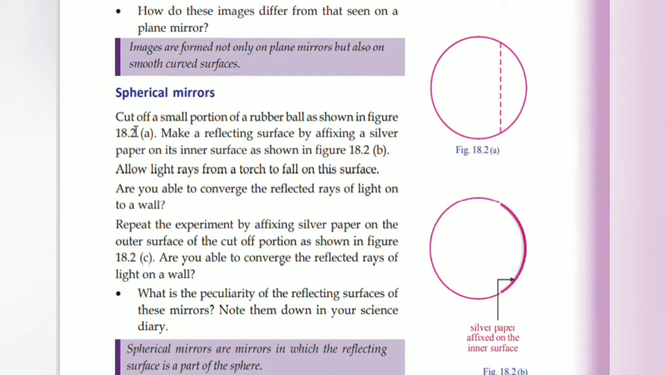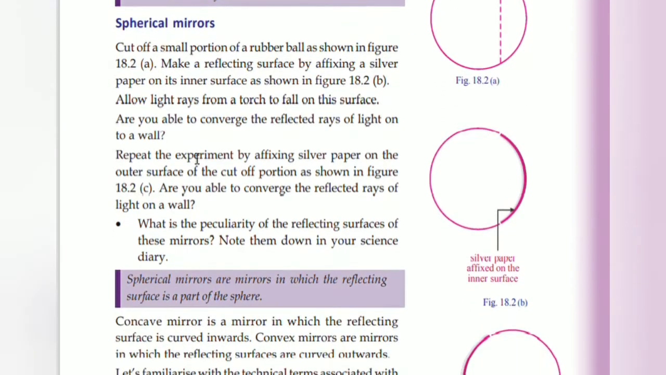Spherical mirrors: cut off a small portion of a rubber ball as shown. Make a reflecting surface by affixing a silver paper on the inner surface. Allow light rays from a torch to fall on the surface. Are you able to converge the reflected rays of light onto a wall? Repeat the experiment by affixing silver paper on the outer surface of the cut off portion.